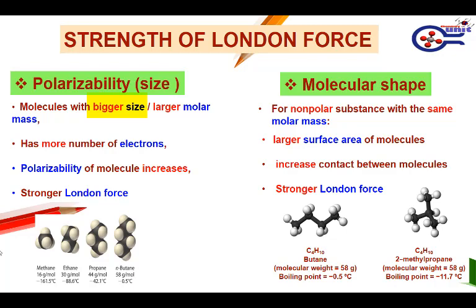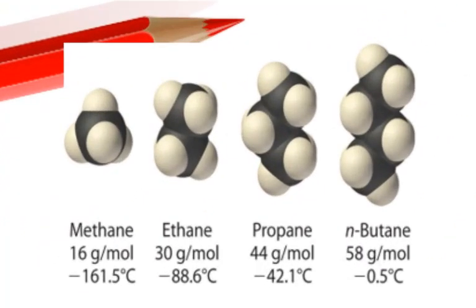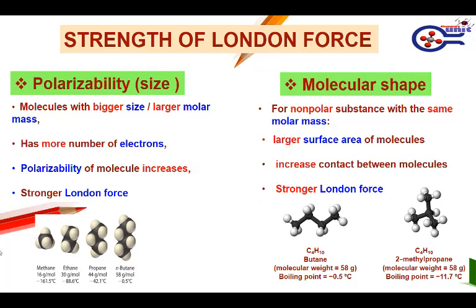Molecules with bigger size or larger molar mass will have more electrons, so the polarizability of the molecule increases and makes stronger London forces. We can see the trend in boiling point here is increased because polarizability increased. The factor of molecular shape is applicable for non-polar substances with the same molar mass.